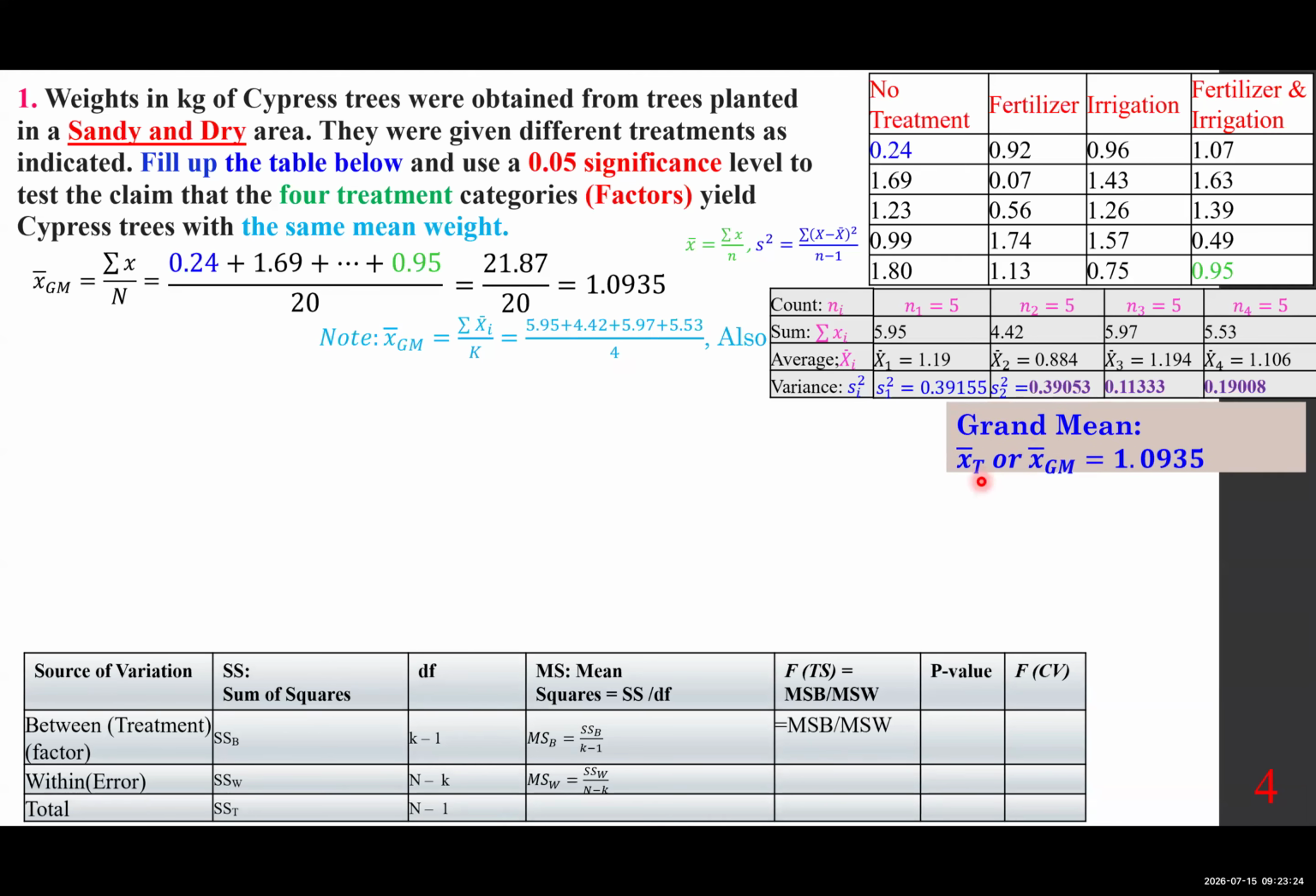So grand mean, x bar sub t or x bar sub gm, depending upon the text or technology, they may use t for the total or gm. Grand mean is this number, 1.0935. So we need that.